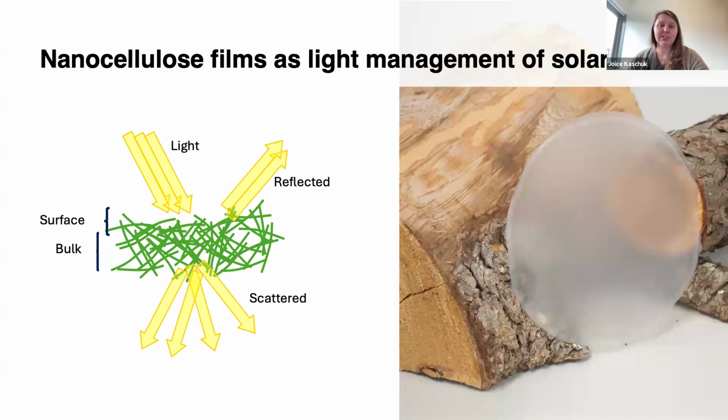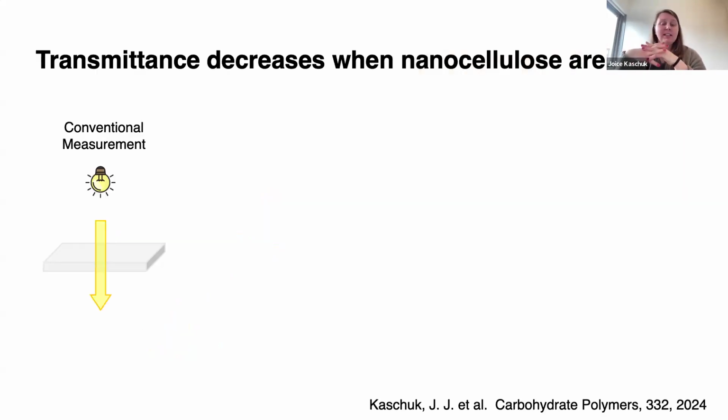This type of research, using nanocellulose as a replacement for solar cells, is very well known in the literature. But most of the measurements done for this sort of application of nanocellulose are done with the material on a flat surface, with the measurement parallel to it. So the light is measuring at a direct angle, and it's not actually what happens when you're applying a solar cell.